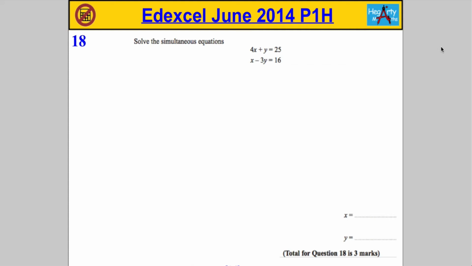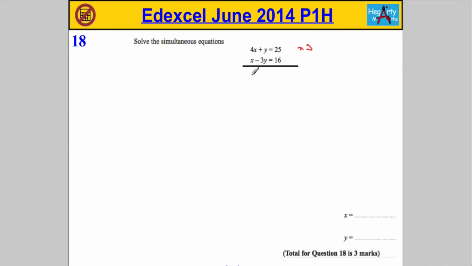Okay, question 18, we're asked to solve the simultaneous equations where 4x plus y is 25 and x minus 3y is 16. Now to solve this simultaneous equation, we're going to have to eliminate x's or y's. Just from a quick look at it, I can see that the y's are probably easier to eliminate, so I'm going to times that first equation by 3.